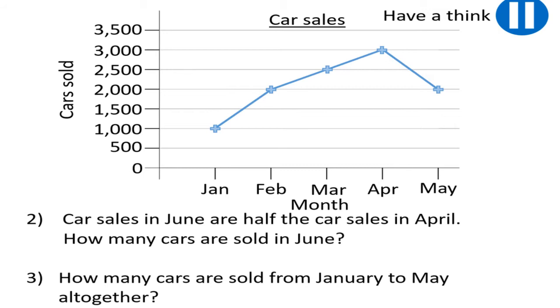Using the same car sales line graph, see if you can now answer the following questions. Question 2. Car sales in June are half of the car sales in April. How many cars were sold in June? And question 3. How many cars are sold from January to May altogether? Remember to show your working out. Good luck!